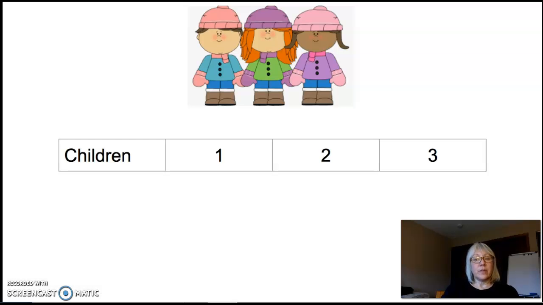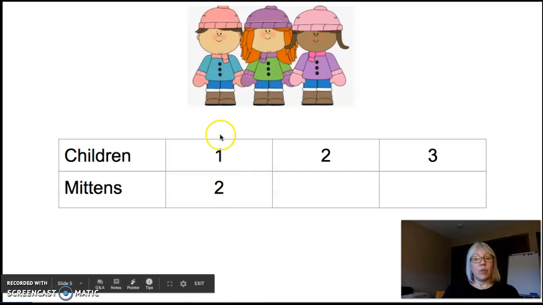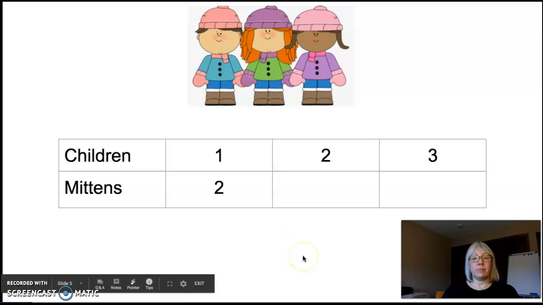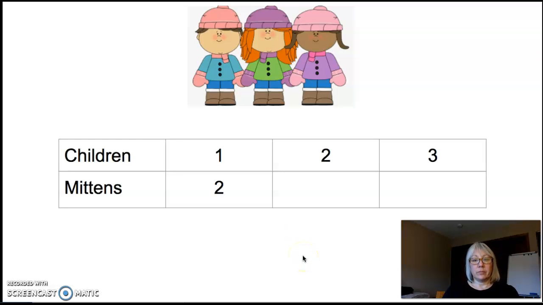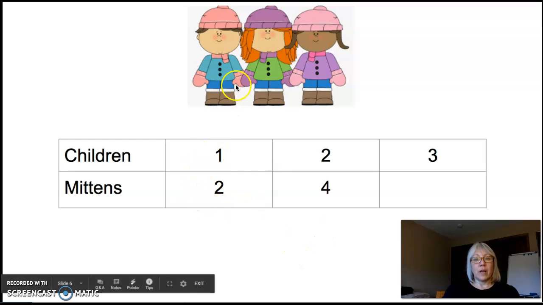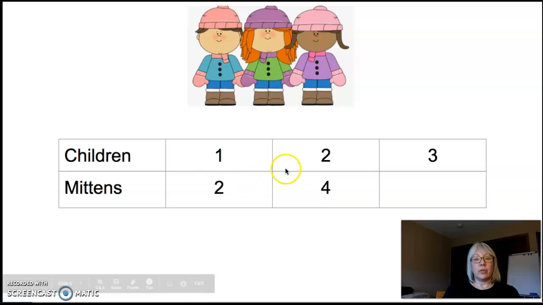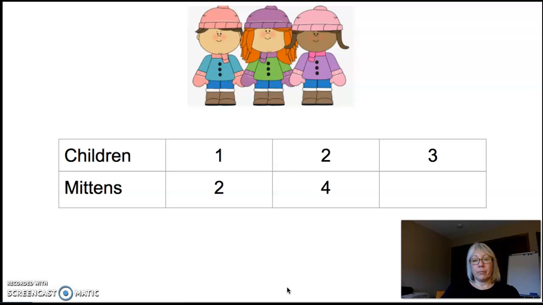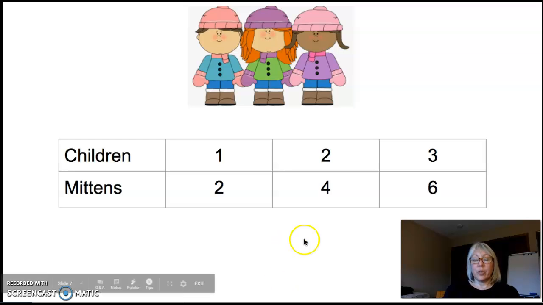Then what we would do was, for 1 child, there would be 2 mittens. So think about how many mittens 2 children would have. Okay, if you said 4, then you were right. So for 1 child, there would be 2 mittens. For 2 children, there would be 4 mittens. So think about how many mittens there would be for 3 children. If you said 6, then you would be right.